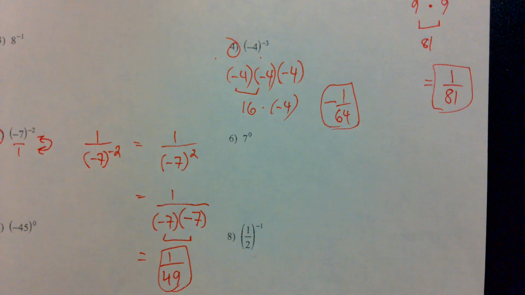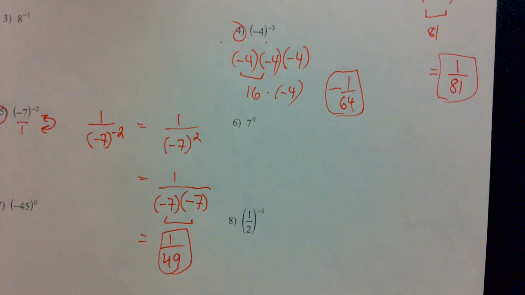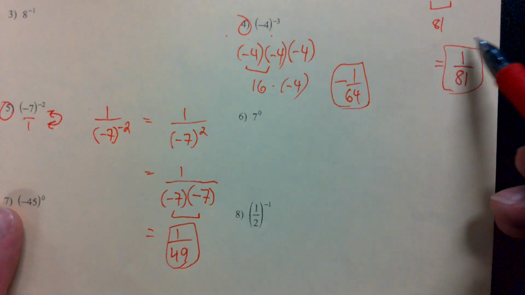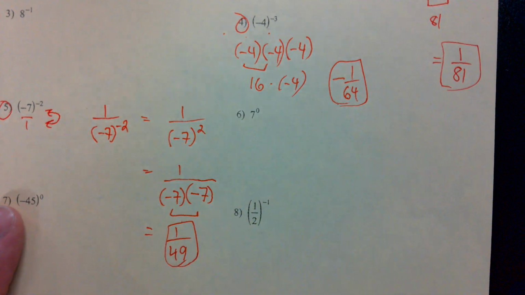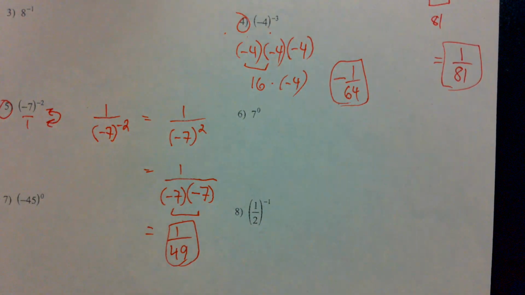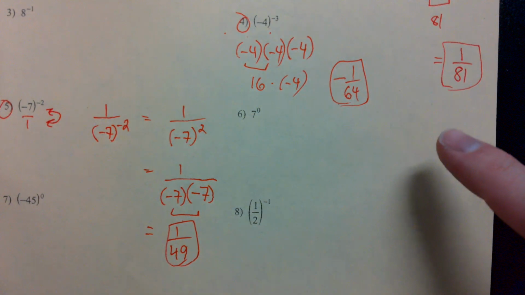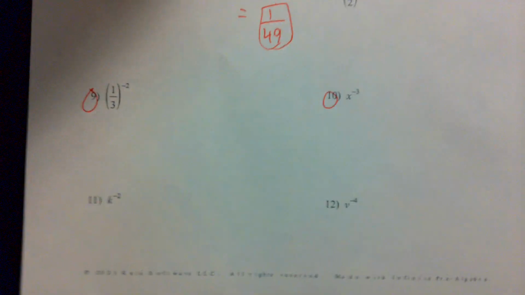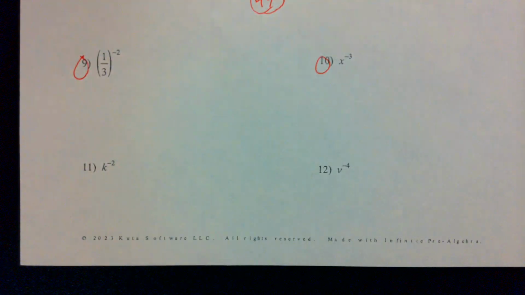I kind of jumped to step 4, but once you start seeing the pattern, 1 over 81, 1 over 49, negative 1 over 64, right? This pattern is kind of the same every single time. Until we get to number 9. Because number 9, what do we start with as our base?